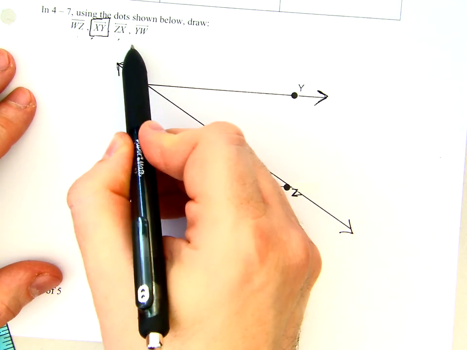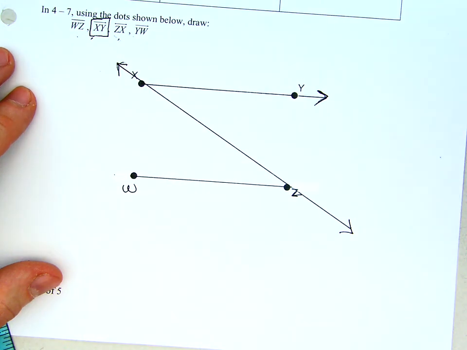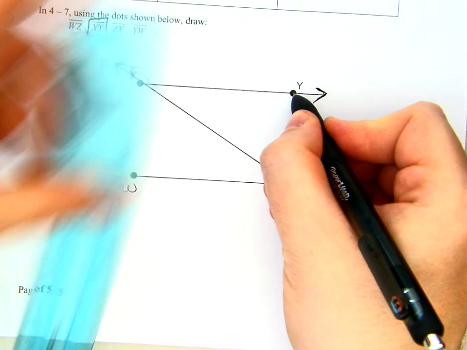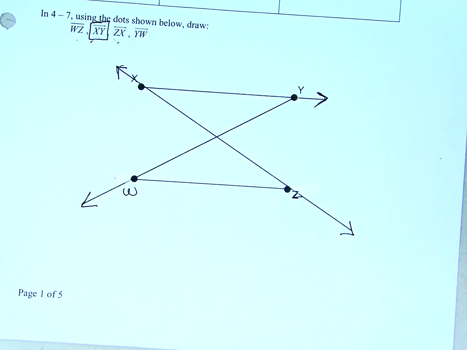And Eric, line, ray, segment for YW. Perfect. I'm going to start at Y. I'm going through W. Don't forget your arrow. Not bad?